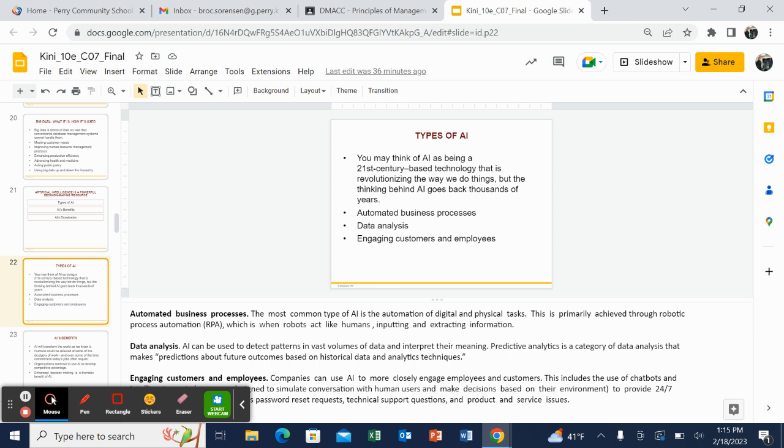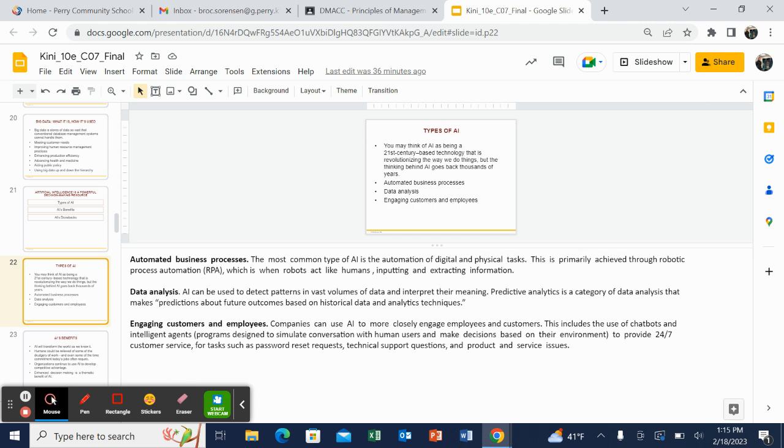So different types of AI. We have automated business processes. The most common type of AI is the automation of digital and physical tasks. This is primarily achieved through robotic process automation, RPA, which is when robots act like humans, inputting and extracting information.